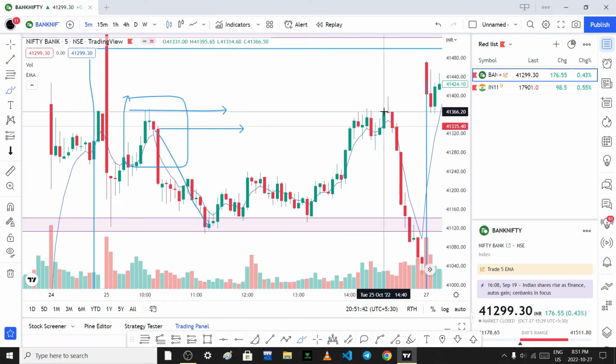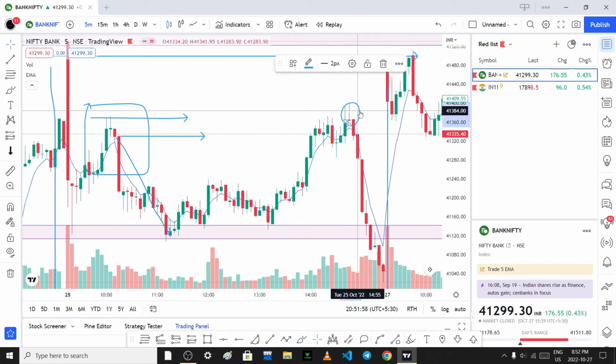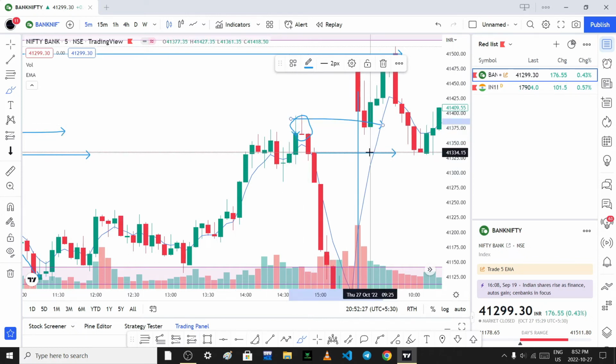Again, this particular setup is formed at 2:50 PM. This particular candle closes above the 5 EMA. Let's zoom in on the chart so you can see clearly what I am saying. Here this candle closes above the 5 EMA and the very next candle crosses its low. So our entry candle would be this and the stop loss is at the level of this. Entry at 41,334 and a stop loss at 41,390.